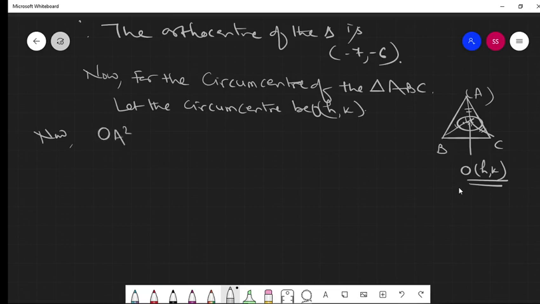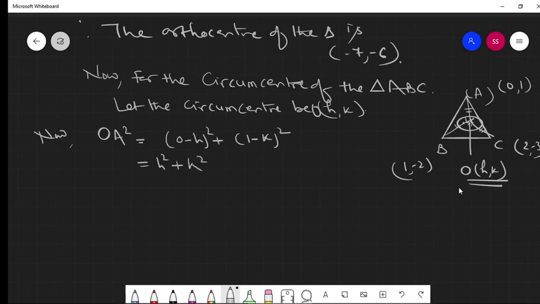What is OA square? Simply 0 minus h whole square plus 1 minus k whole square. Why 0? Because the vertex A is 0 comma 1. What is the vertex of B? 1 comma minus 2, and the vertex of C is 2 comma minus 3. So in the first case we get h square plus k square minus 2k plus 1.